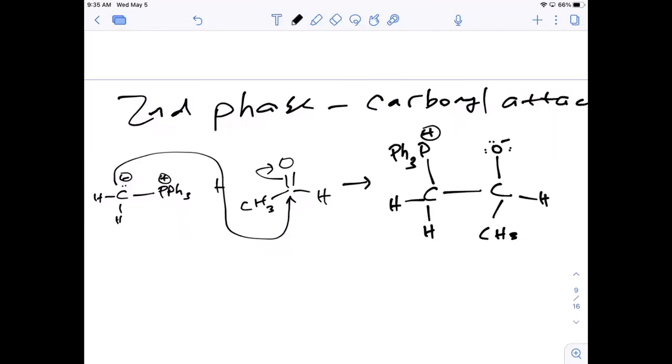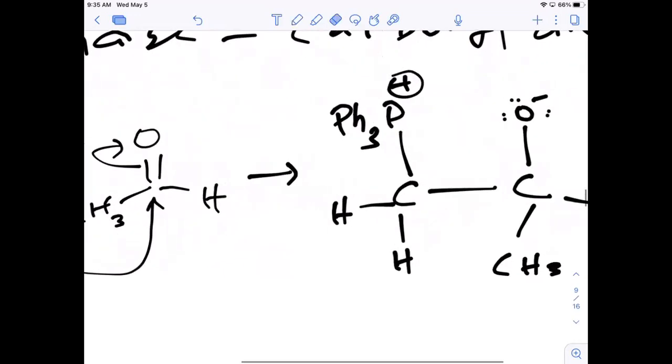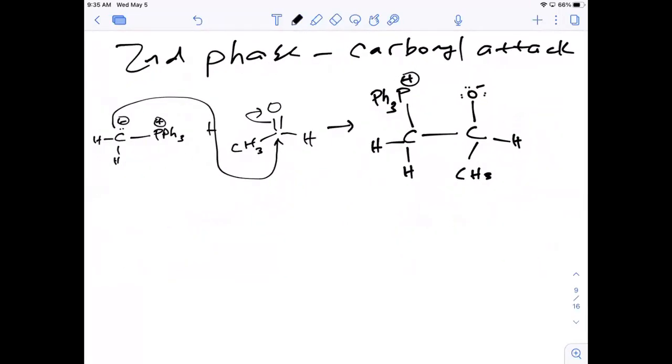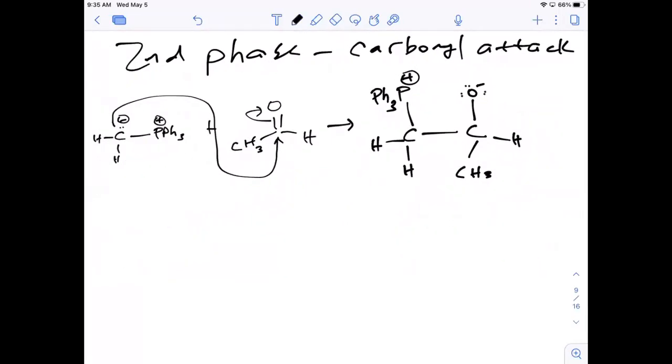Right? Now there's some debate on whether or not this actually happens. There's some debate on whether or not it's stepwise like this or if it's concerted. But for the purpose of this class, we're just going to follow a logical progression. I don't want to get too deep in the weeds on it. I may already be too deep in the weeds. So this is what's known as a betaine, right? Again, it's debated whether or not that actually forms.